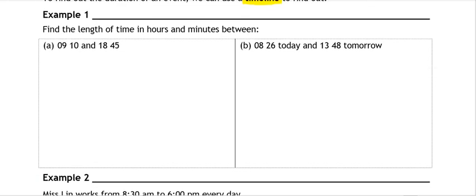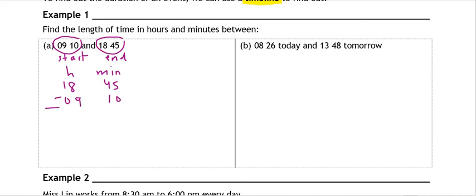So the first example: find the length of time in hours and minutes between 0910 and 1845. Basically you have to identify which one is the start. You start from 0910 and it ended at 1845. So the difference between the times will be, okay, just do this. You will use vertical calculation: 1845, which is the end time, minus the start time. So just find the difference.